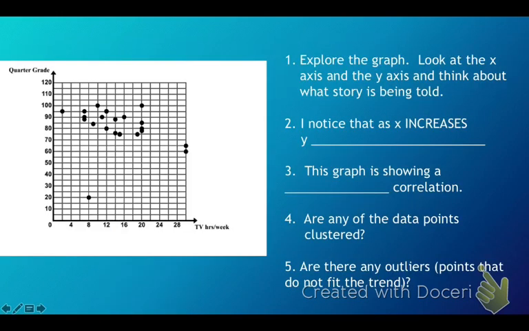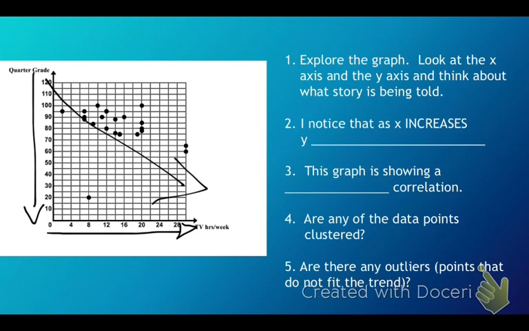So let's do a few examples. If I'm looking at this graph, I notice that as X increases, that's this way, as people watch more TV, I look at Y and I'm saying, this kind of looks like it's going downhill. So as X increases, Y is decreasing. So if I have an increase and a decrease, that means that the graph is showing a negative correlation.